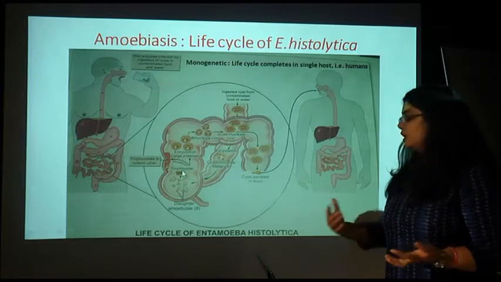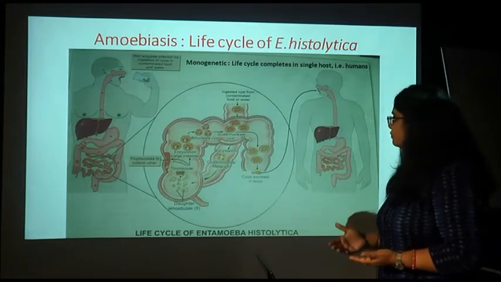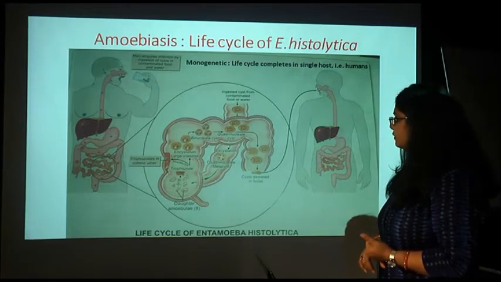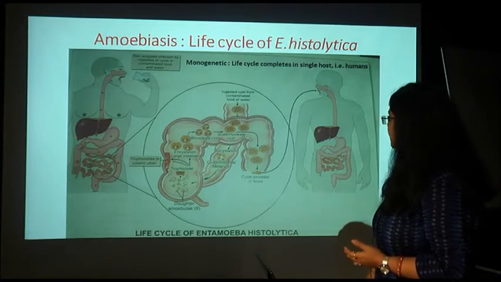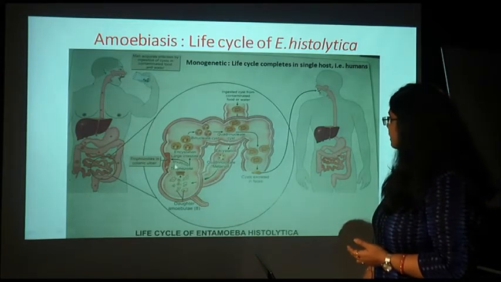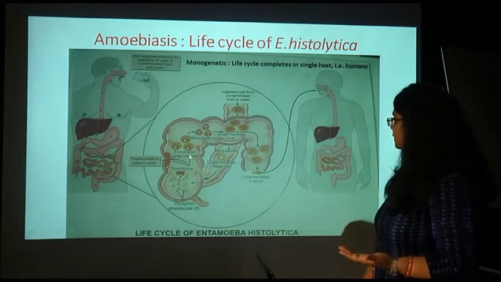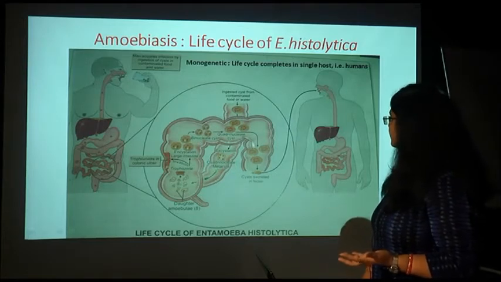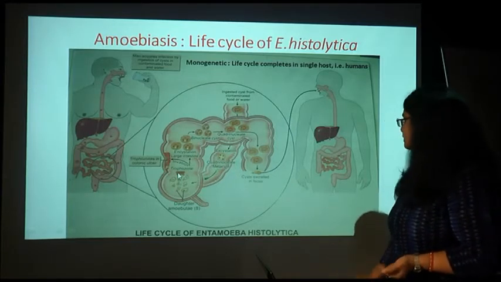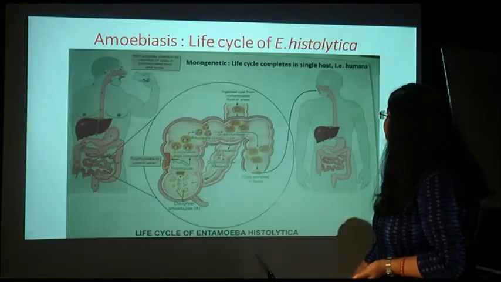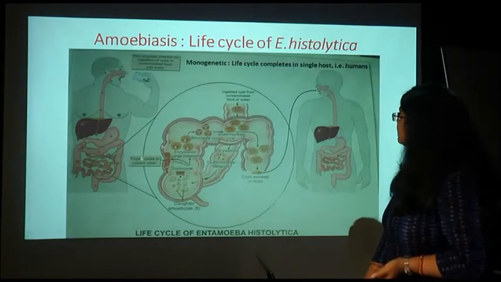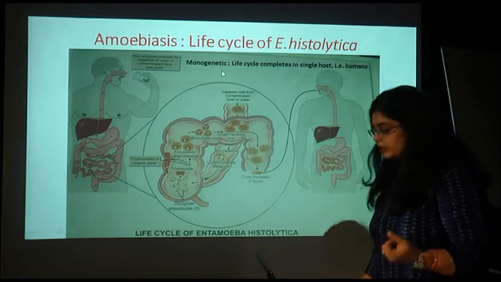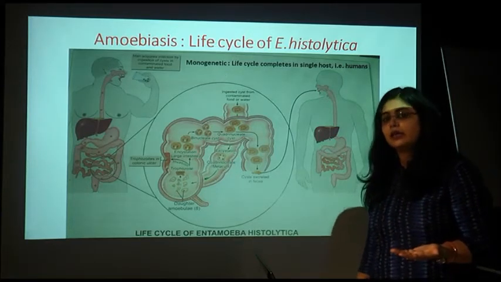These trophozoites will keep dividing and will colonize the colon. They will infect the mucosal and submucosal layers, and then eventually after many rounds of division, the excess trophozoites will be converted into cysts, and these cysts will be excreted in feces. The important thing here is that the life cycle of Entamoeba histolytica is monogenetic in nature, which means that it requires only one host to complete its entire life cycle.